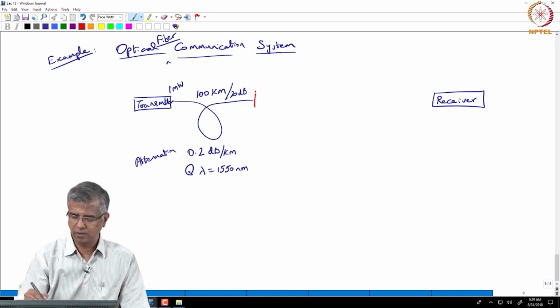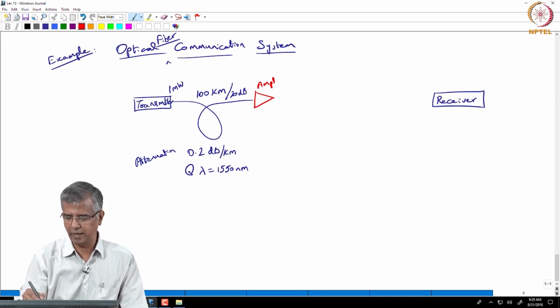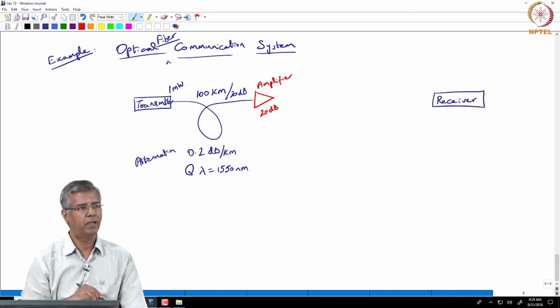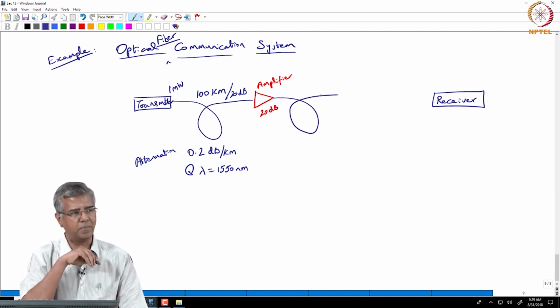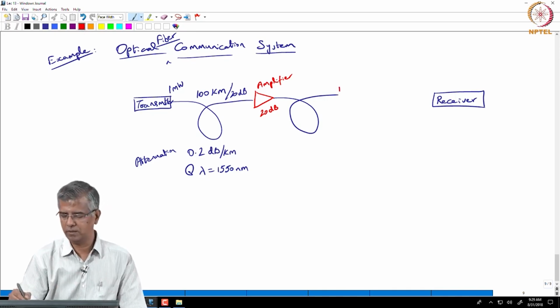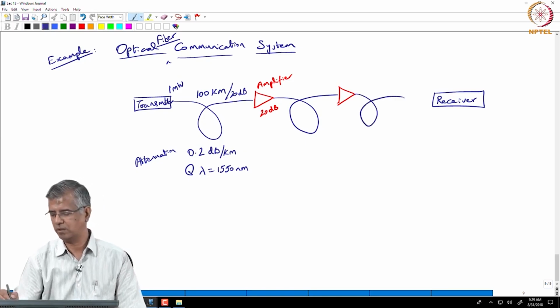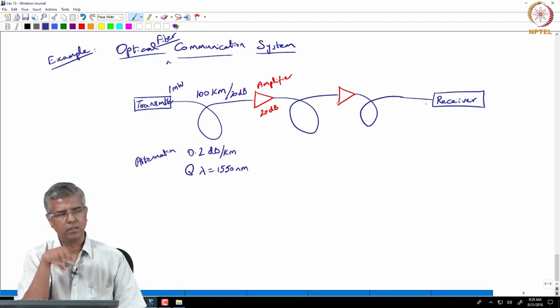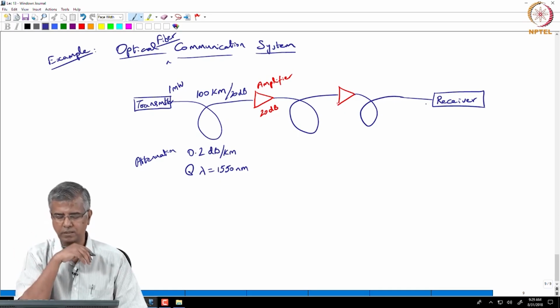So, you need to compensate for that loss. So, what do you need? You need an amplifier, right. So, you need an amplifier with a gain of 20 dB, so that it can boost up the signal again to the original level, and then it can go another 100 kilometers, and there you put another amplifier, and so on, right. So, you can have a series of amplifiers followed by fibers, and you have covered several hundred kilometers with this.